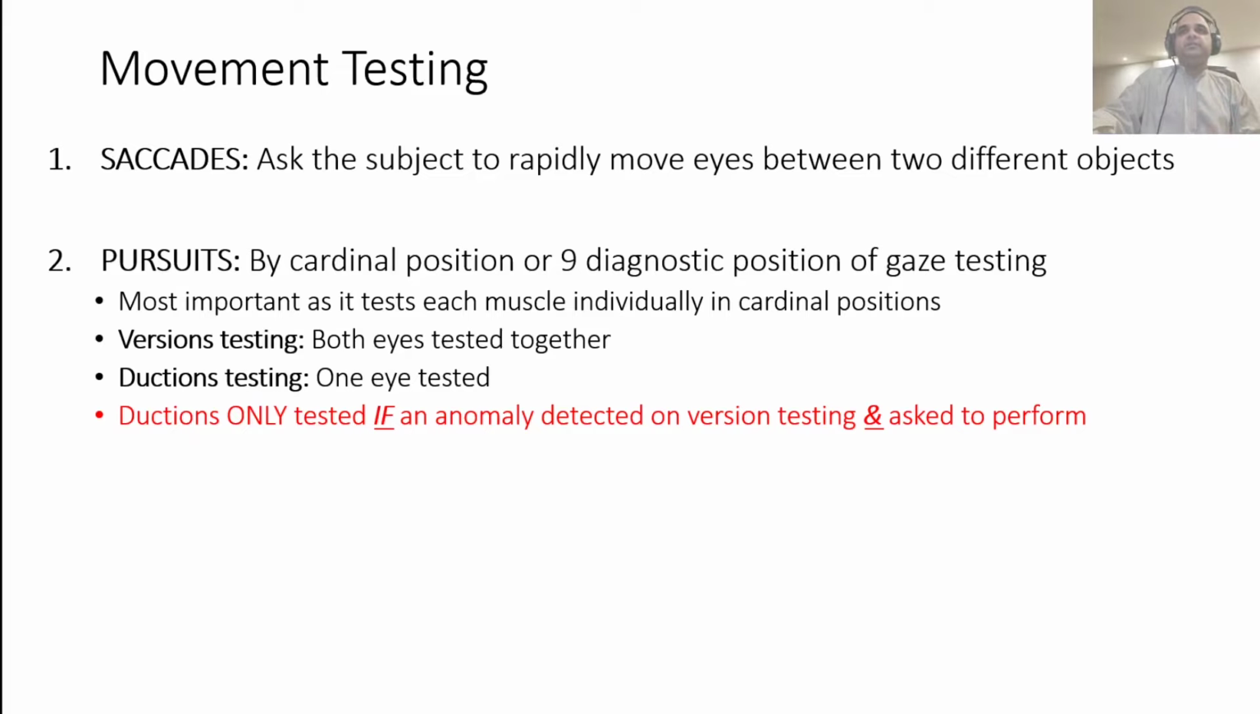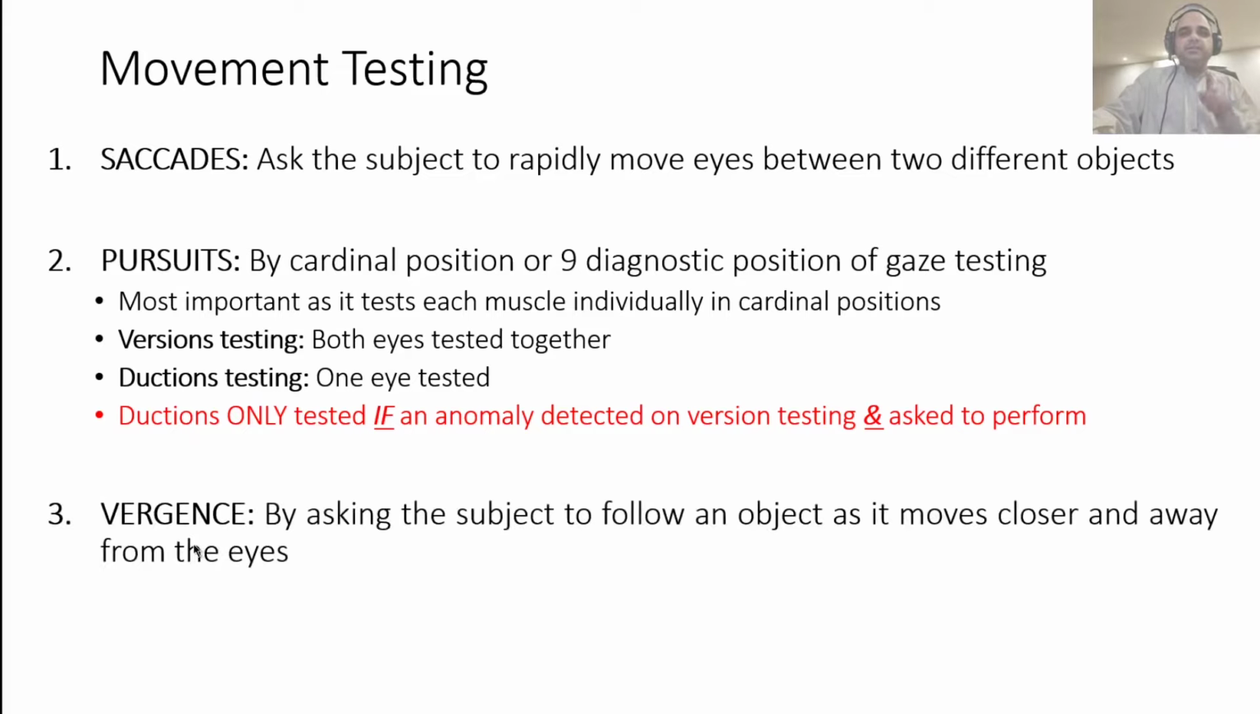Vergences are tested simply by asking the patient to follow an object as it gets closer to him or moves further away. When it's getting closer, it's testing convergence. When it's going further away, it's testing divergence.